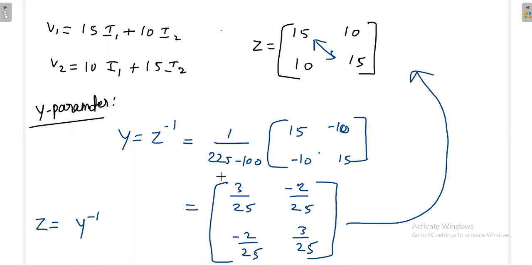The next topic: how to calculate the h parameter from the given z parameter. For that, you can take either the z parameter or the y parameter, no problem. We'll take the z parameter. From the z parameter, how to go to the h parameter. Now we want to calculate the h parameter.